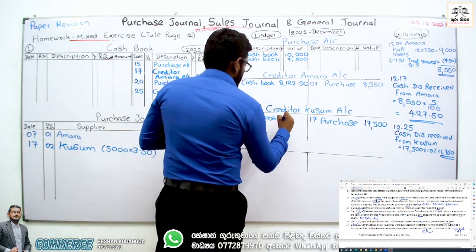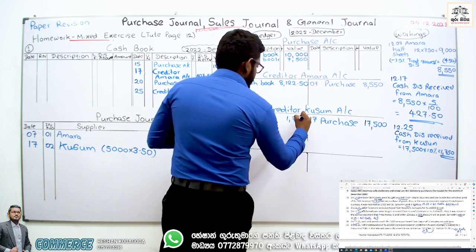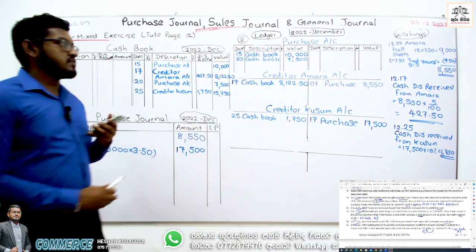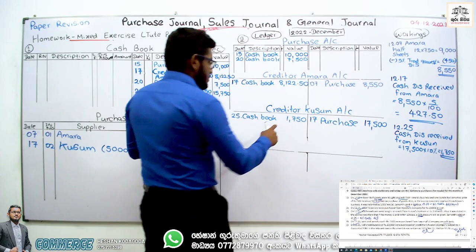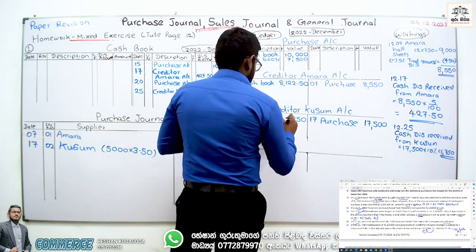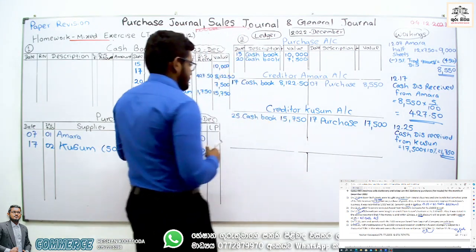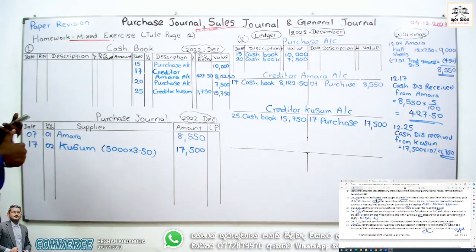It's 1,750. 1,700, sorry, 15,750. 15,000.